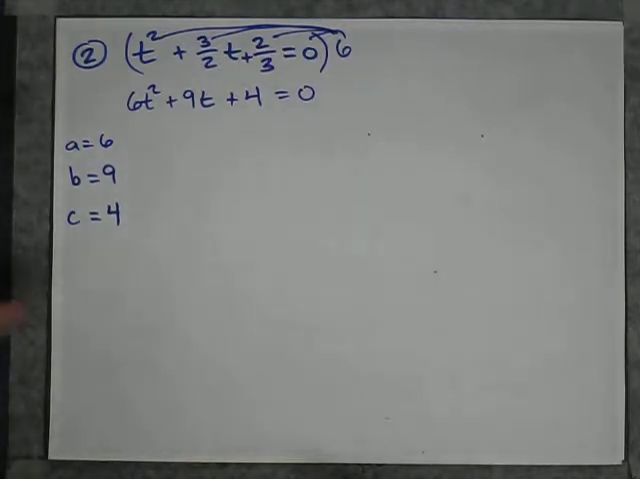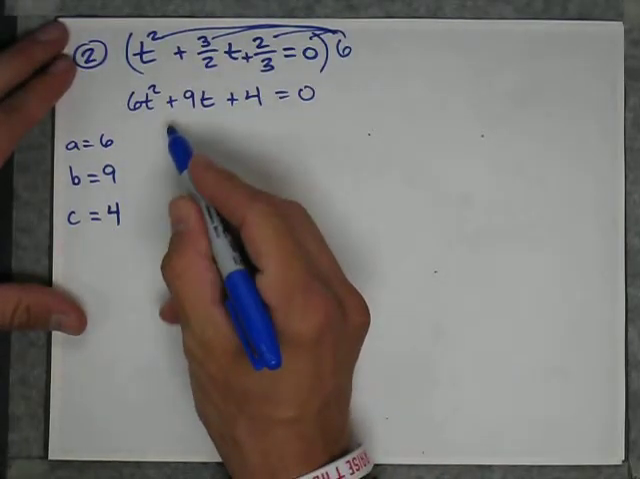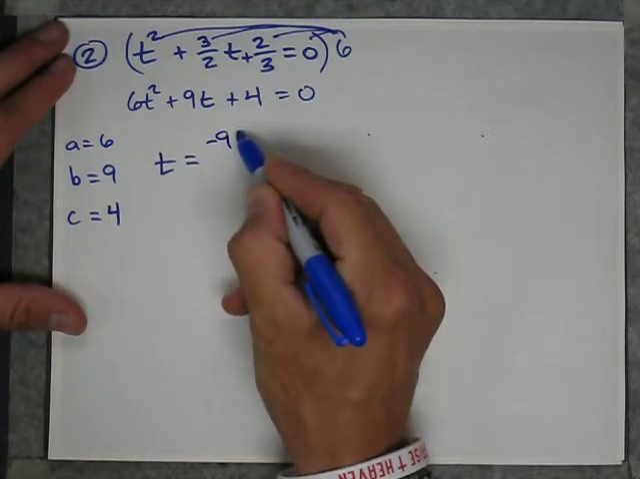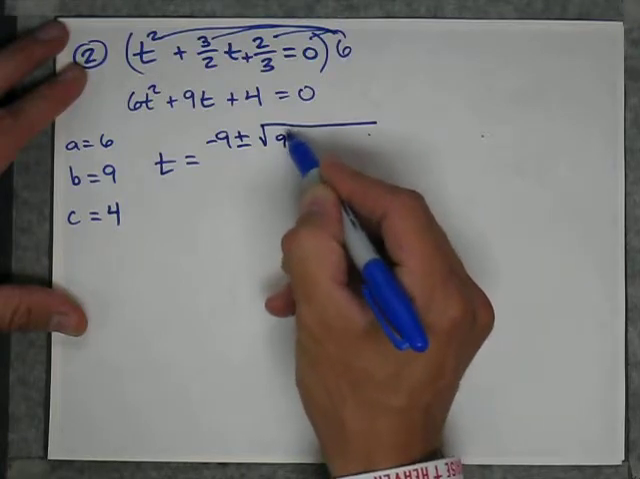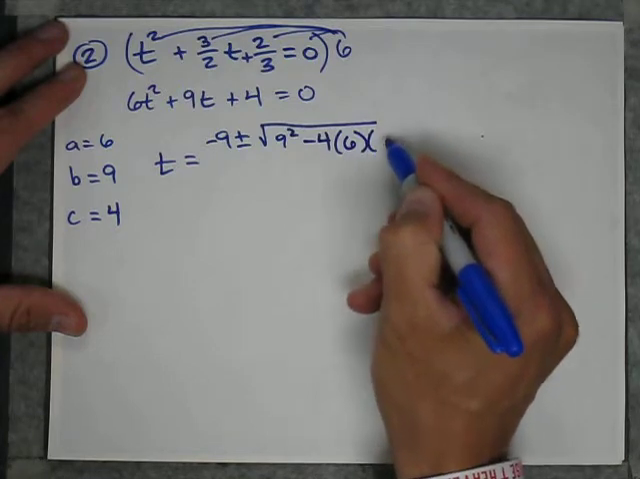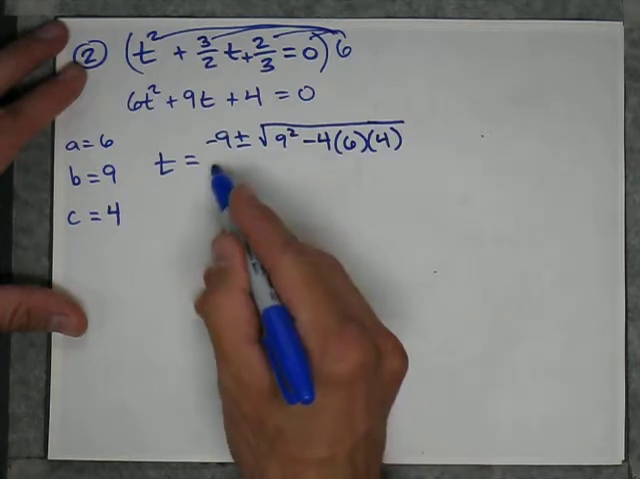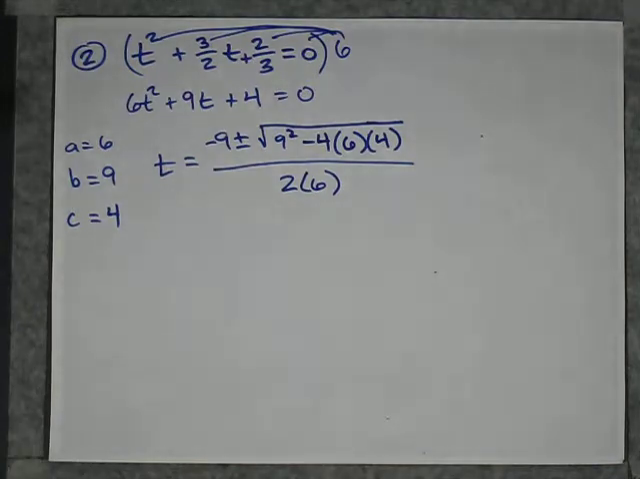Okay, let's go ahead and plug this into the quadratic formula. We're not solving for r or x, we're solving for the variable t. So t is equal to negative 9 plus or minus the square root of 9 squared minus 4 times a times c, making sure that's all over underneath the square root, all divided by 2 times 6. Okay, go ahead, try that. Work it down, and then I'll work it here in a second.